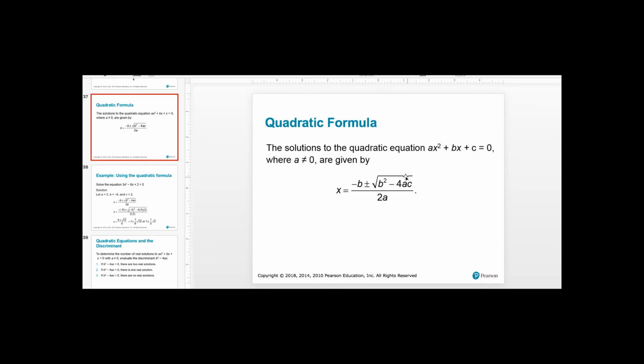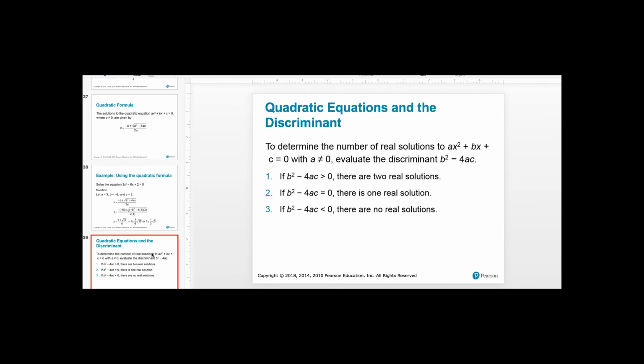If you look at the piece that's under the square root, the b squared minus 4ac, that is what we call the discriminant. Now, the discriminant will tell you how many solutions you're going to end up having. This may seem intuitive once you wrap your head around what that is going to end up looking like.